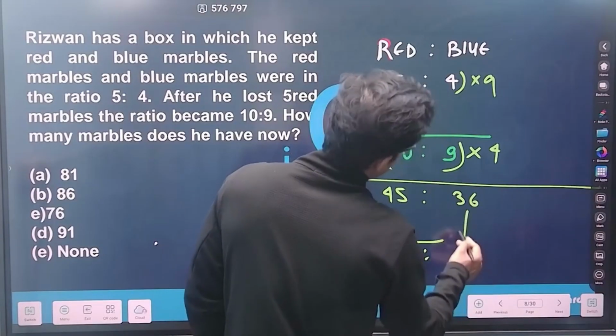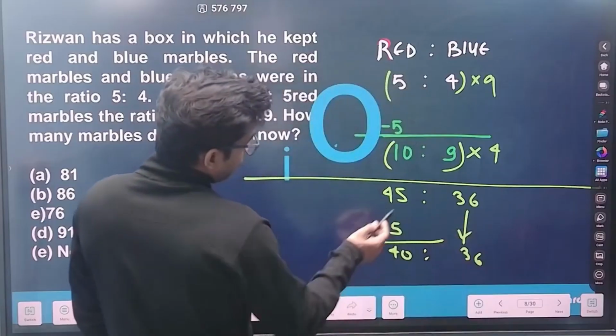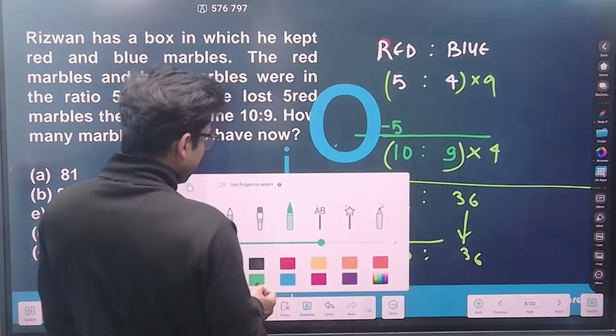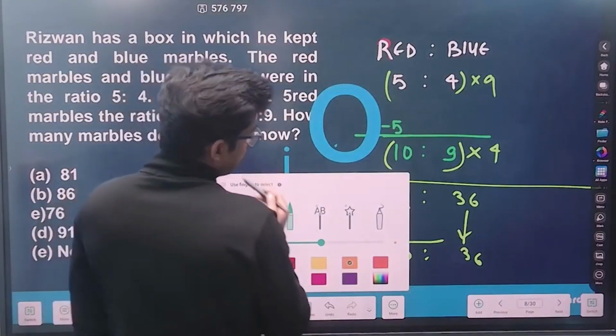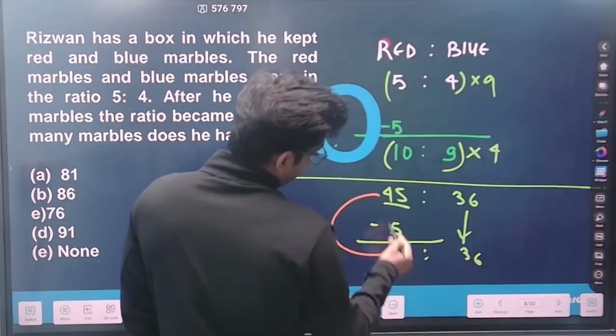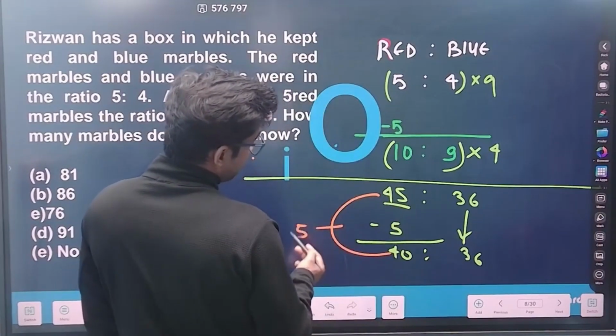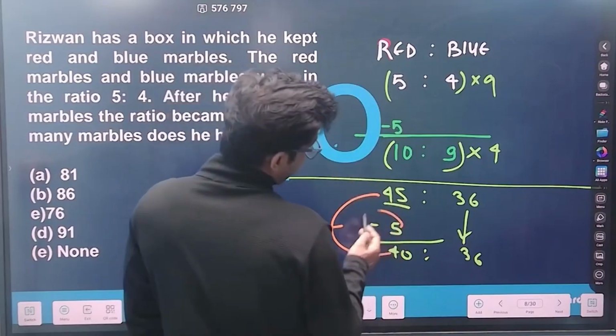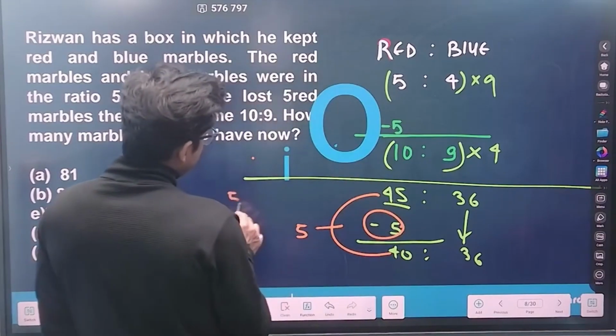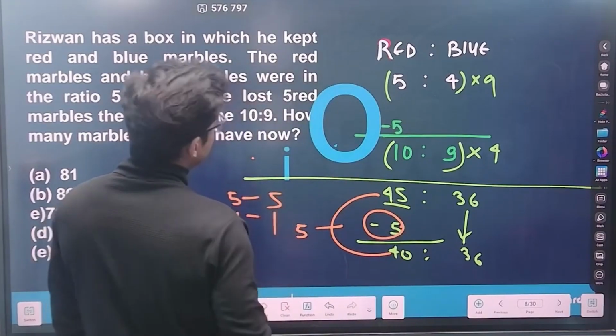See, my blue marbles remain the same, but from 45 to 40, what is the decrement? A decrement of 5. And technically there is also a decrement of 5 in the question. So 5 is equal to 5, then 1 equals 1.